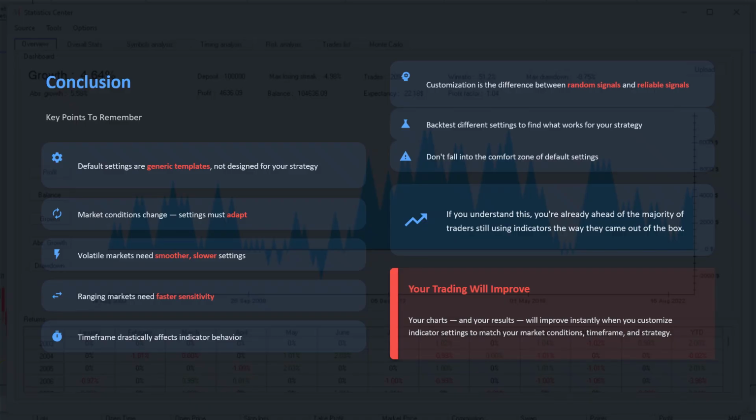Let's finish with the most important lessons. Default settings are not designed for your strategy, they are generic templates. Market conditions change, settings must adapt. Volatile markets need smoother, slower settings. Ranging markets need faster sensitivity. Time frame drastically affects indicator behavior. Customization is the difference between random signals and reliable signals. If you understand this, you're already ahead of the majority of traders still using indicators the way they came out of the box. Your charts and your results will improve instantly.